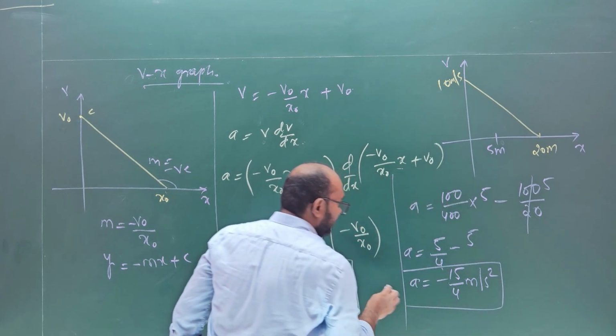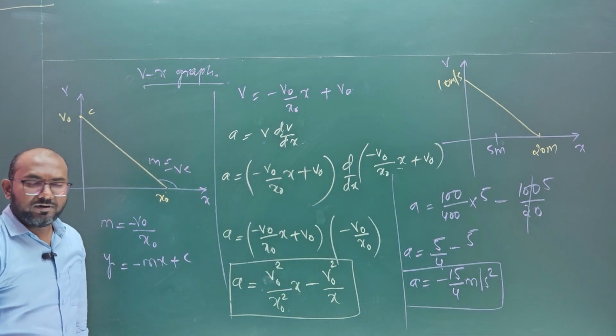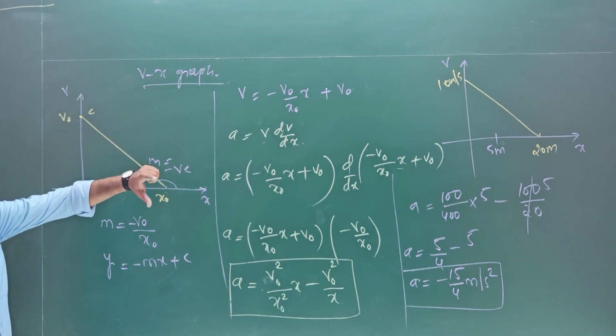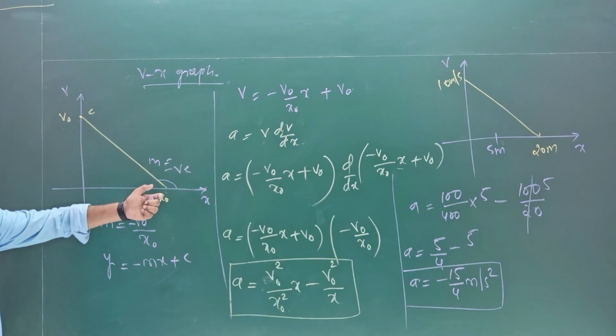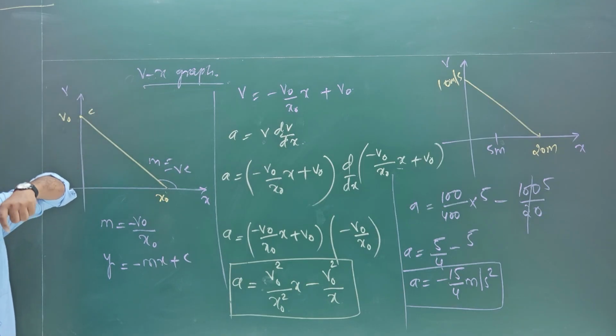This is how we calculate. Did you get my point? So these are the basic and different types of questions we can attempt with Vx graphs, At graphs and Ax graphs. Okay, note down.